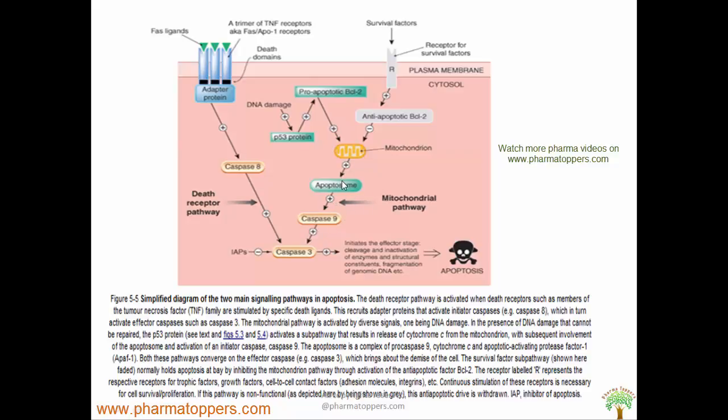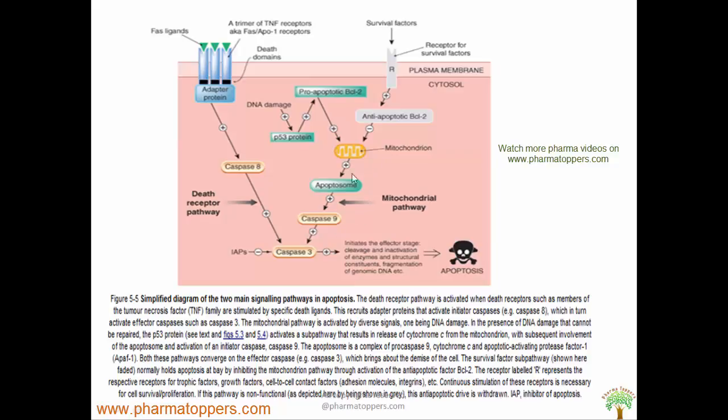So the apoptosome is a complex of caspase 9, cytochrome C, and the apoptotic protease activating factor type 1 or APAF1. Both these pathways converge on an effector phase caspase, that is caspase 3, which brings about the demise or the death of the cells.